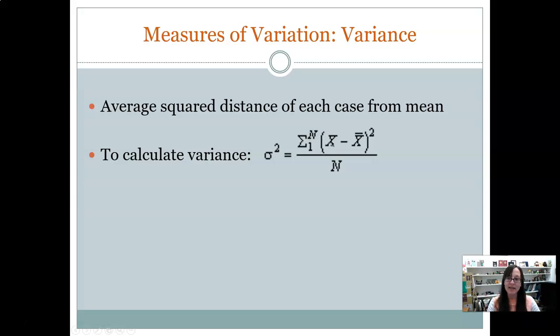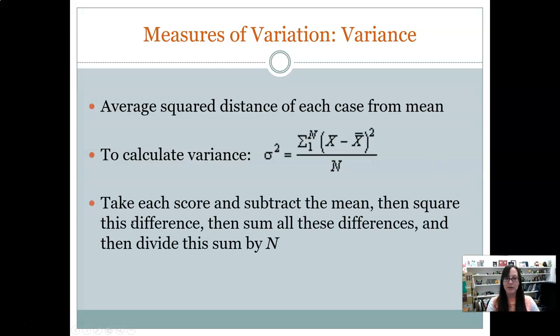So for each case, we take the value of that case, which is what x is, and subtract x bar, which is just the symbol for the mean. So we have to find the mean for our entire sample, and then we subtract the mean from each case, square that difference, and add that up for all the values we have, and we're going to come up with a big number. When we add all those up, we just divide that by how many we have in our sample.